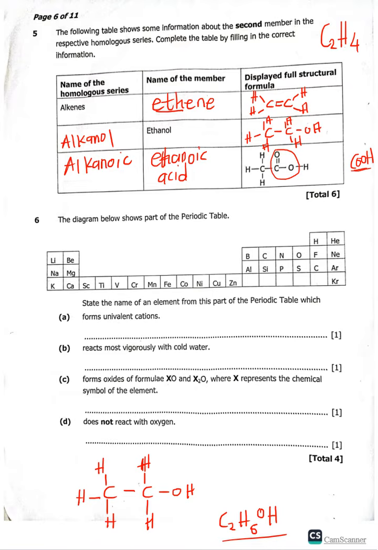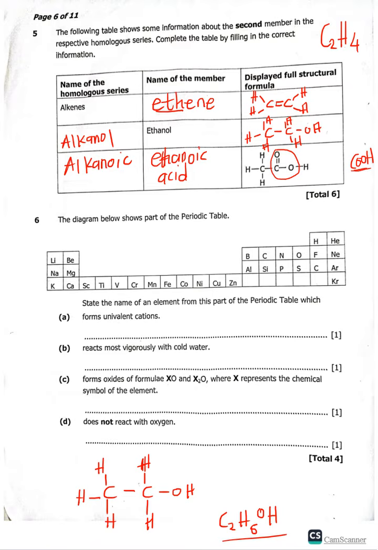The diagram below shows part of the periodic table. We have been given this periodic table with some of these elements. Now state the name of an element from this part of the periodic table which forms univalent cations. Univalent, in terms of cations, means an element that has the ability to lose only 1 electron. Those that lose 1 electron are known as univalent, 2 electrons bivalent, 3 electrons trivalent. So univalent, we are looking at 1.